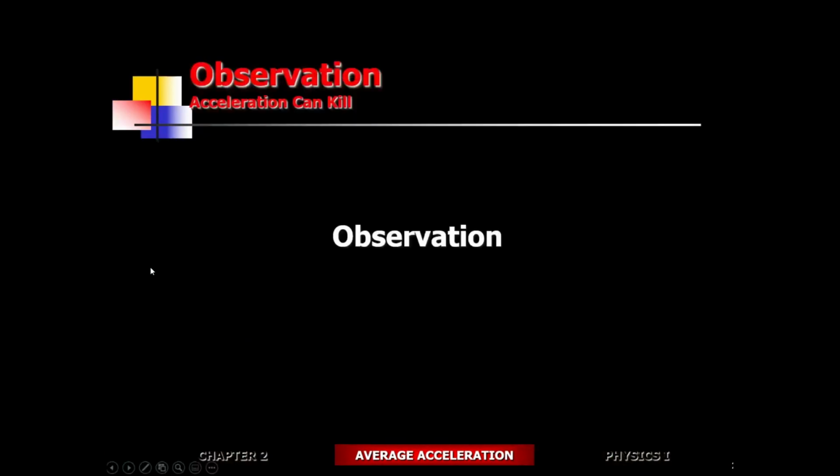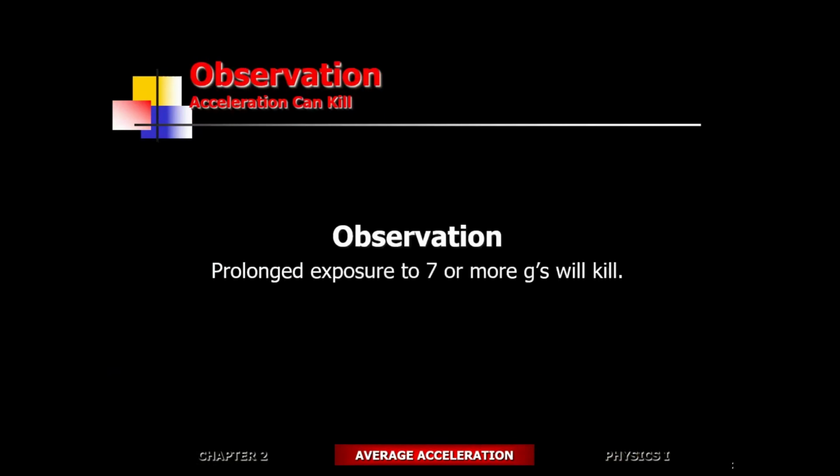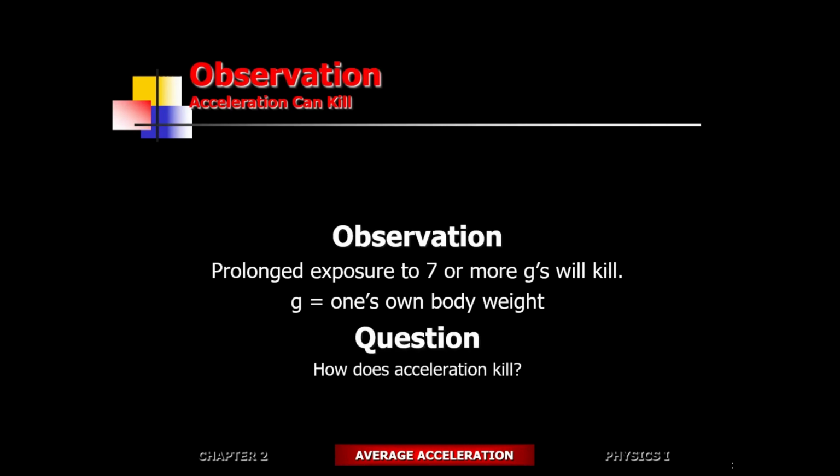The reason why they make cars crushable is because of safety, and regarding safety, because the acceleration can kill. So the question is, how does acceleration kill? If you're exposed to 7 Gs or more of acceleration, it can kill.